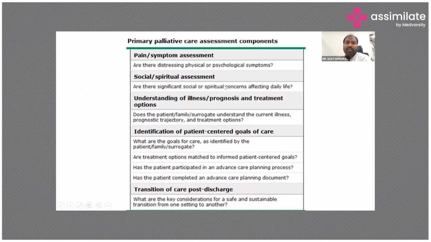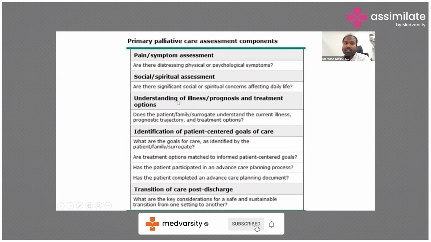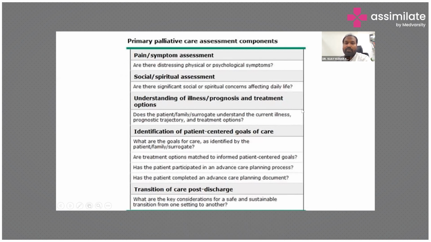So the assessment will be in different forms in the clinic. We should assess the symptoms and the severity of the pain. We should assess the social and spiritual condition of the patient, the nature of the illness, and the prognosis of the disease. Then we will set some patient-centric goals, and then we proceed with the palliative care. And it's a never-ending process. Palliative care will not even end with the death of the patient. It will continue after the death of the patient also.